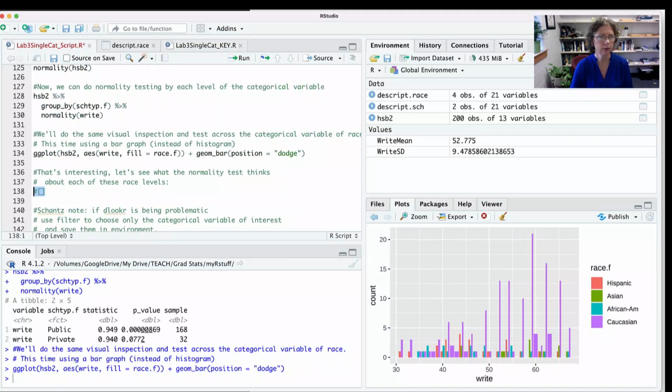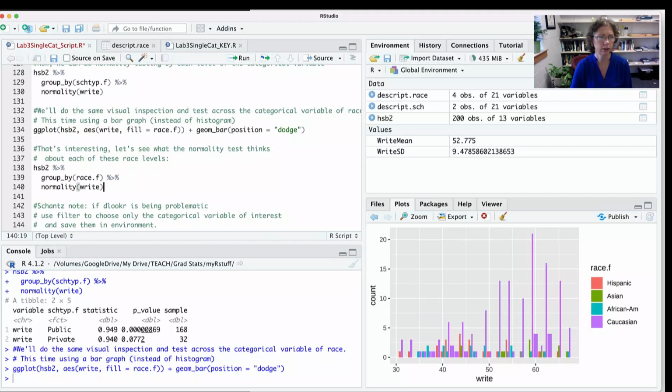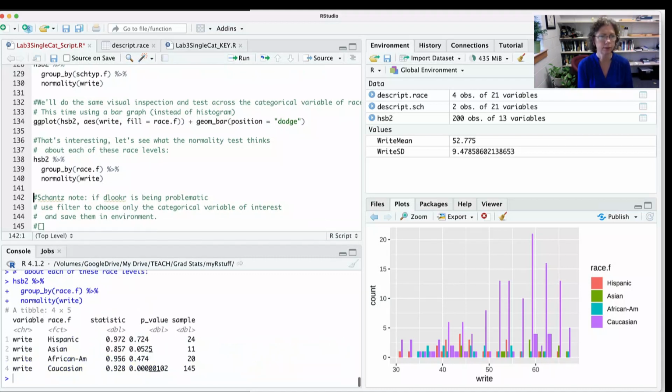And then here, we'll go ahead and do that same normality test, checking out the Shapiro-Wilk across levels of the race variable. Again, we have a non-significant Shapiro-Wilk test for Hispanic, Asian, and African American, but it is significant for Caucasian. So it seems like the violation of normality is pretty much all within the Caucasian level.